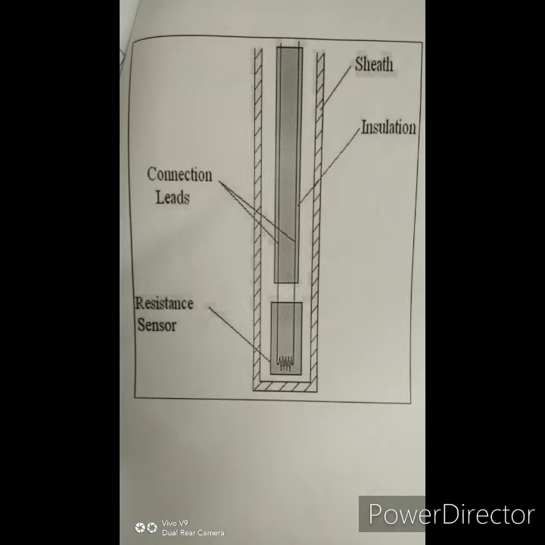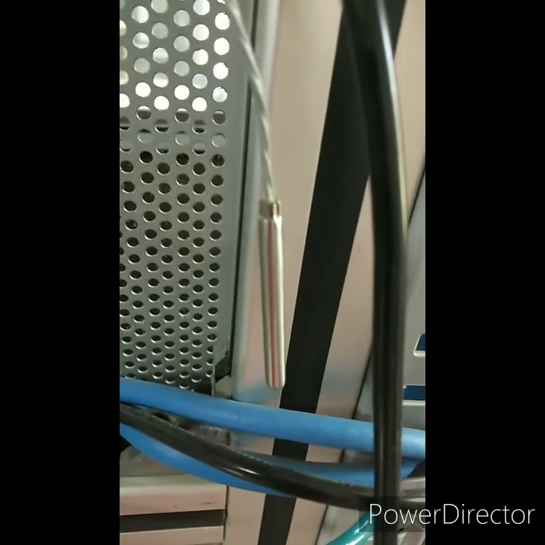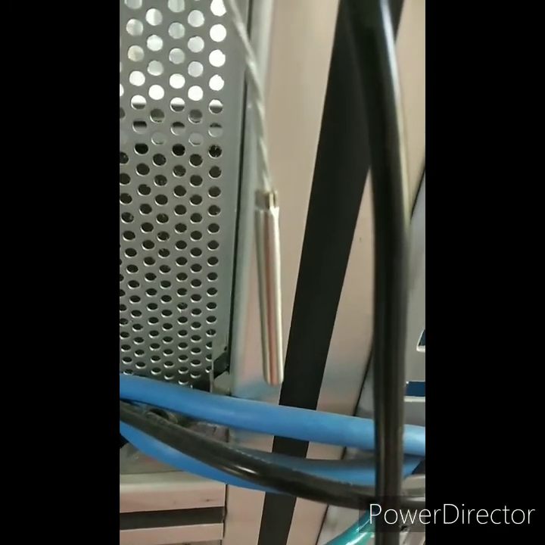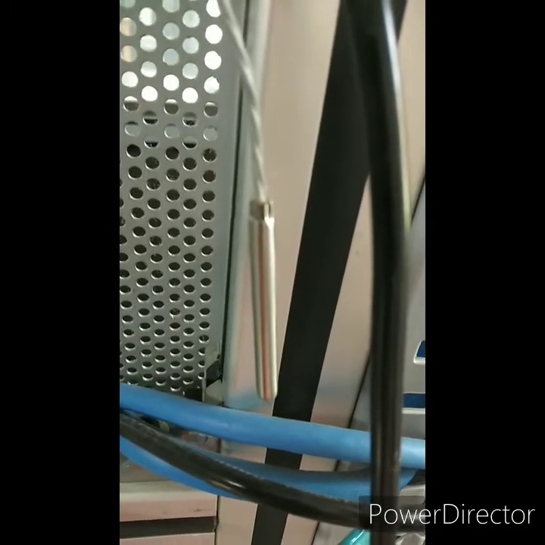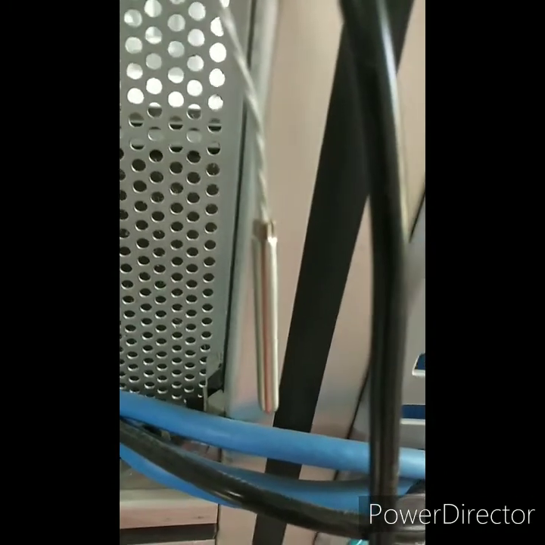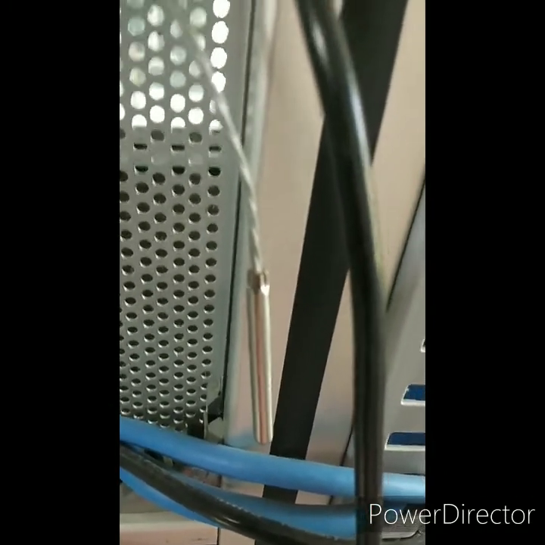For example, platinum sensors, the most common type of resistor, have a range of approximately minus 200 degrees Celsius to 800 degrees Celsius. Connected to the sensors are two insulated connecting leads. These leads continue to complete the resistor circuit. This is the RTD, which is PT100, and its range is minus 200 degrees Celsius to 850 degrees Celsius.